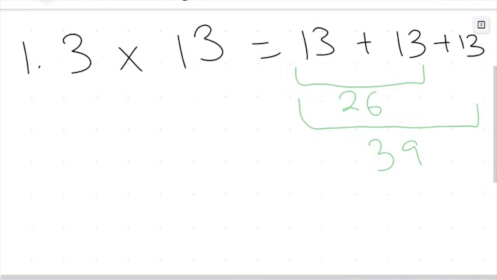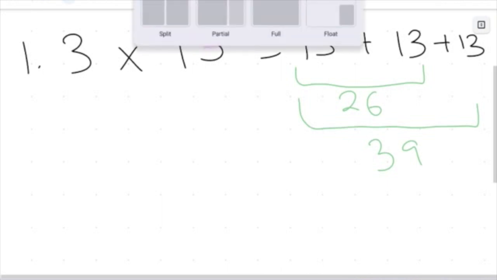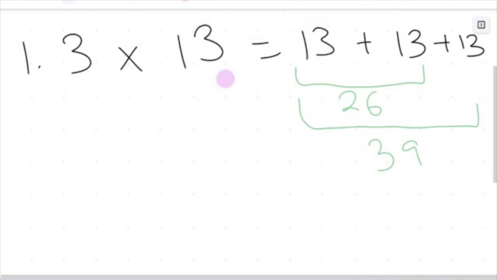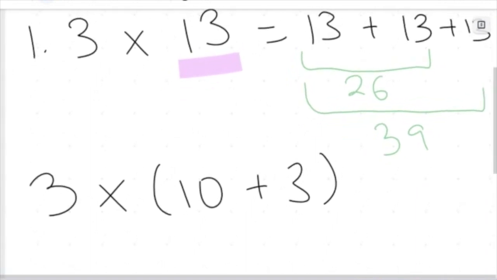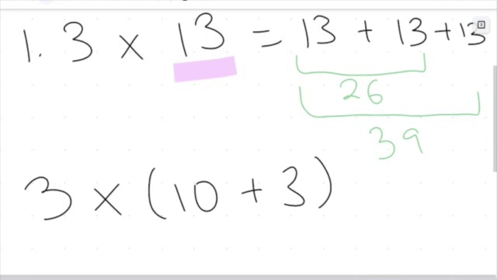So let me try to break up my 13 into 2 numbers between 1 and 12. So I can use what I already know from my times tables. Now, why don't I write this as 3 times 10 plus 3? Okay, that sort of makes sense. Now, because this 13, I can write 13 as 10 plus 3.